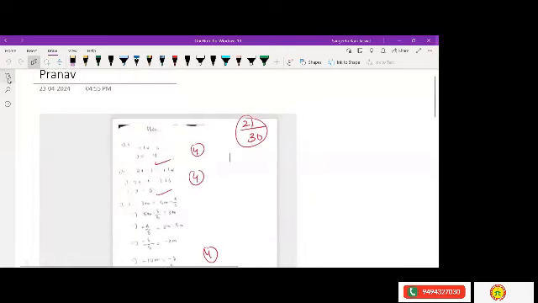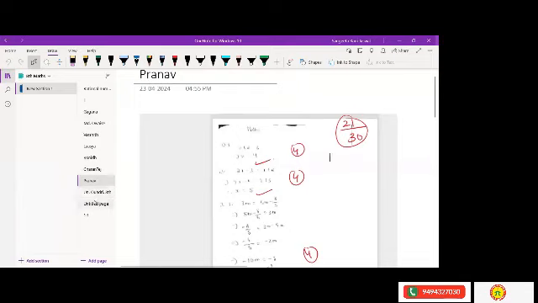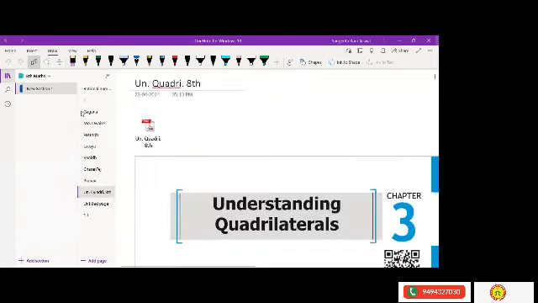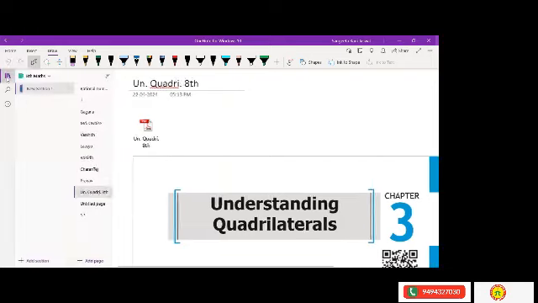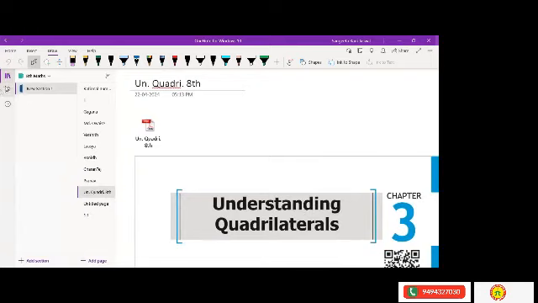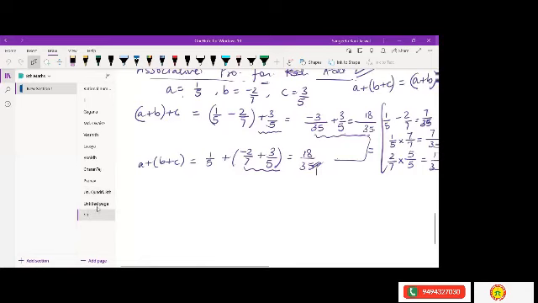So these were the papers of those who had done. So coming back to the chapter, we were doing quadrilaterals. I'll just discuss what we had done in the previous class. Some of you were absent, and this is all about the properties, so I'm discussing it again.